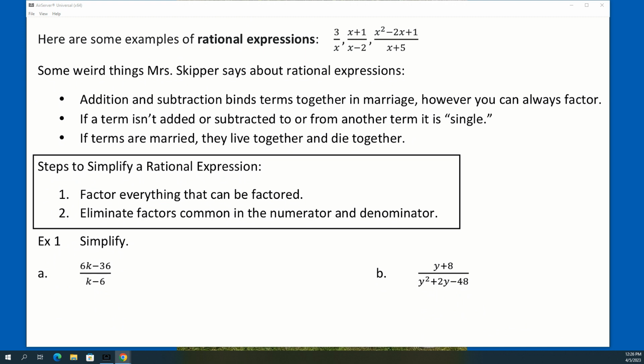One thing I say is that addition and subtraction binds terms together in marriage. So after you factor, and even before you factor, if you have something like x plus 2, the x and the 2 are bound together in marriage. If you have like x minus 7, they're bound together in marriage. If a term isn't added or subtracted to or from another term, it's single. So if you just have like a 2 by itself, not added or subtracted, then it's a single term. And if these terms are married, they live together and they die together, right? And they have to die when there's another couple like them on the other side of the fraction, okay?